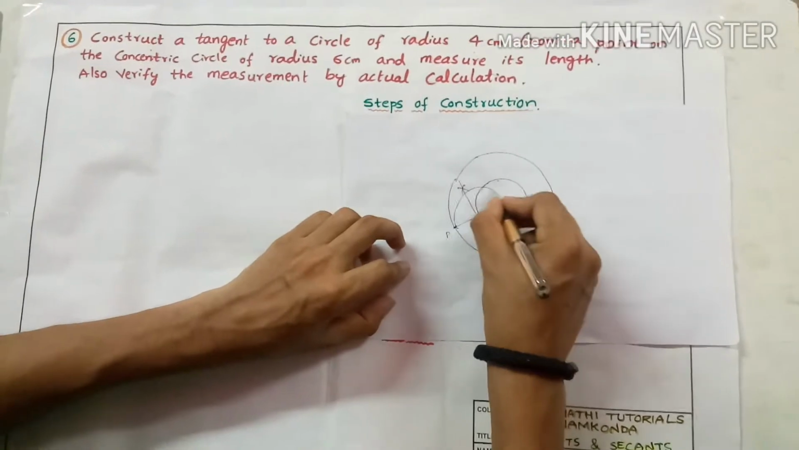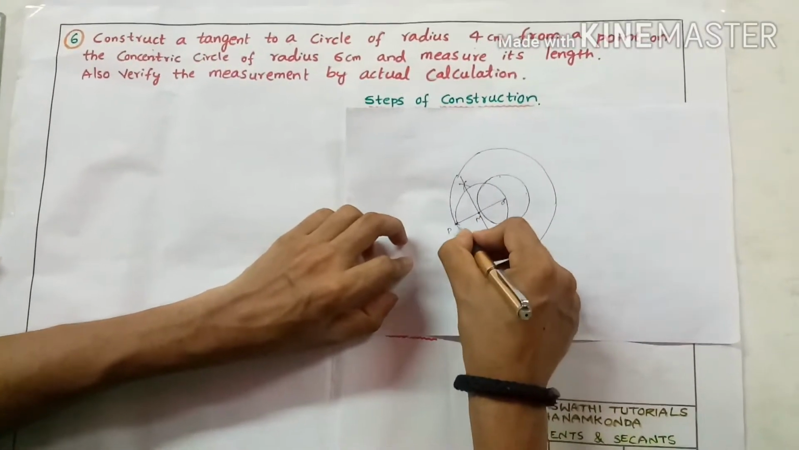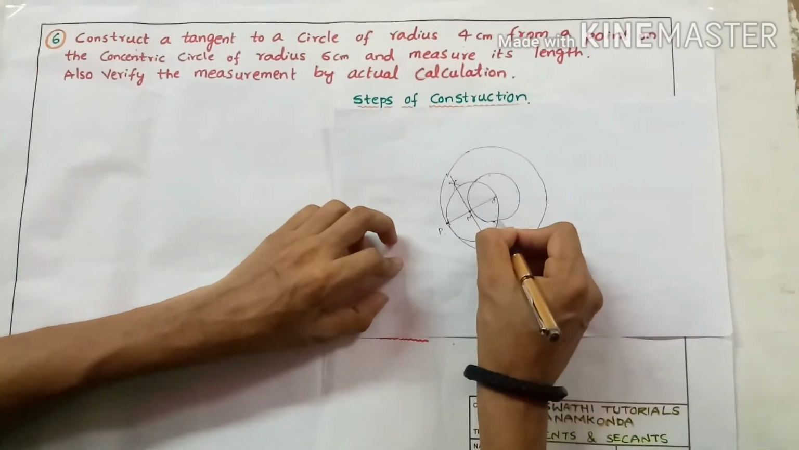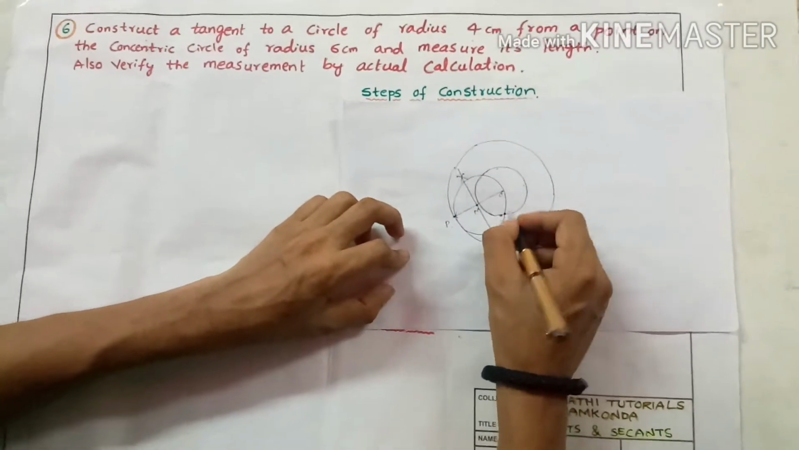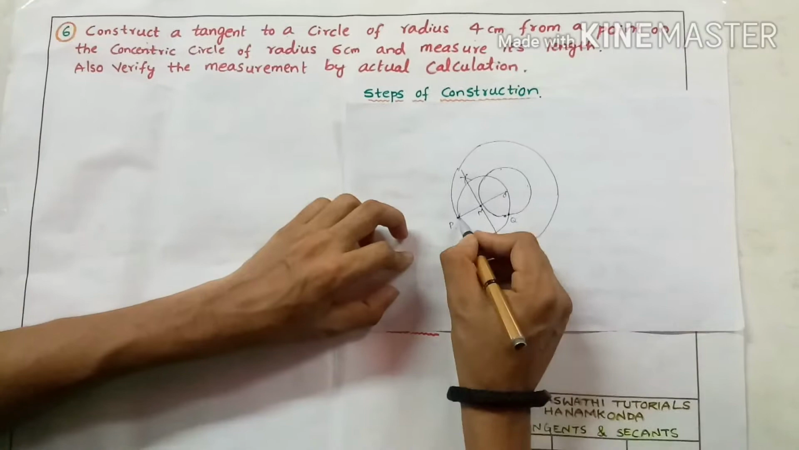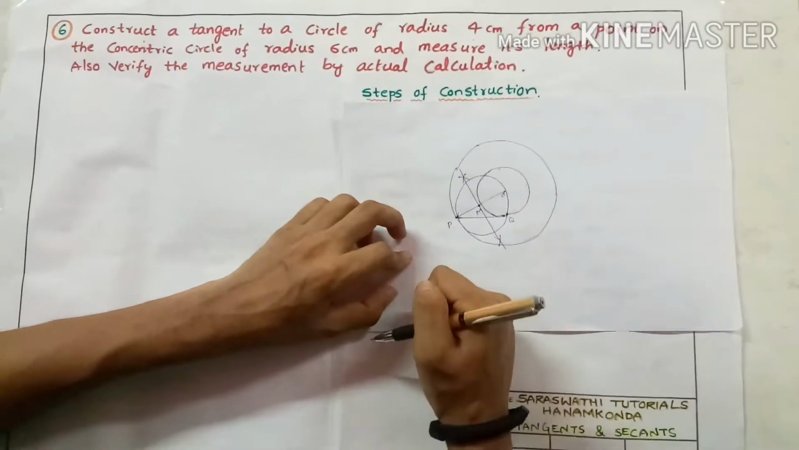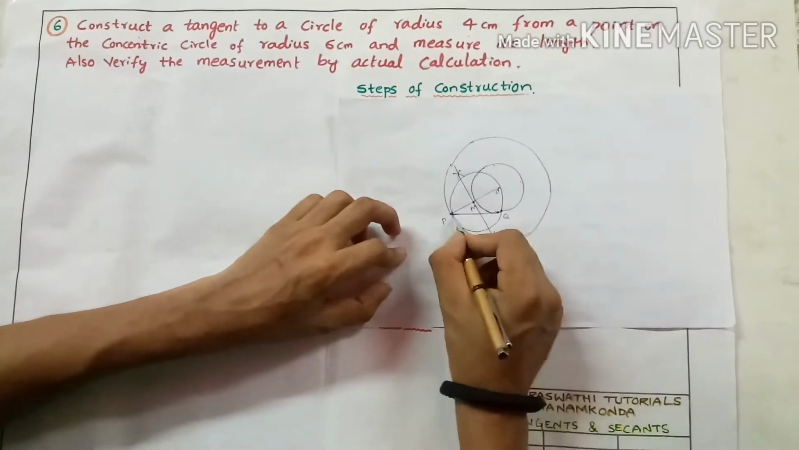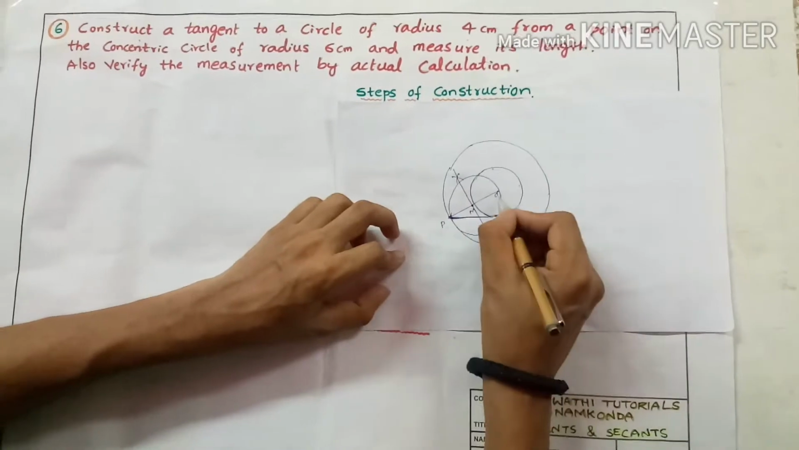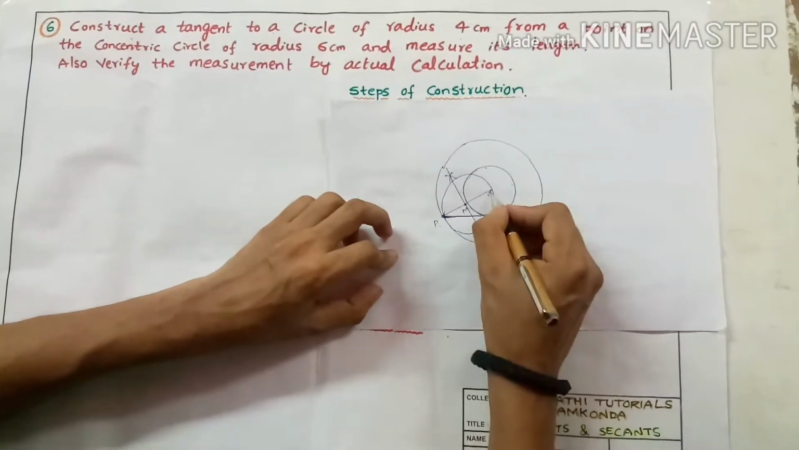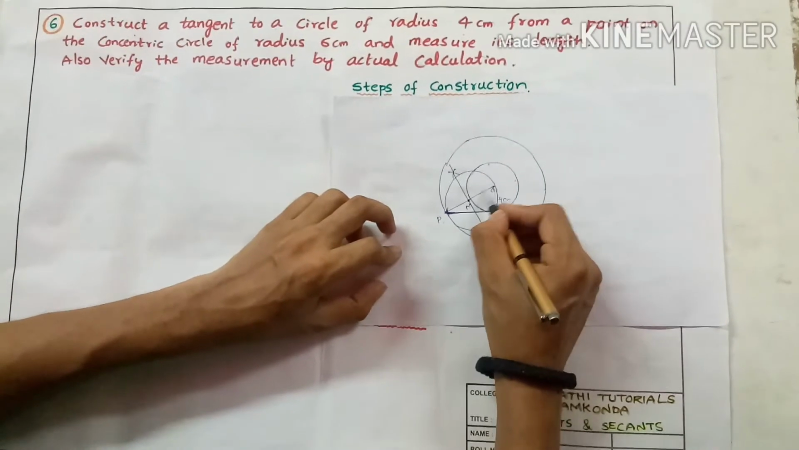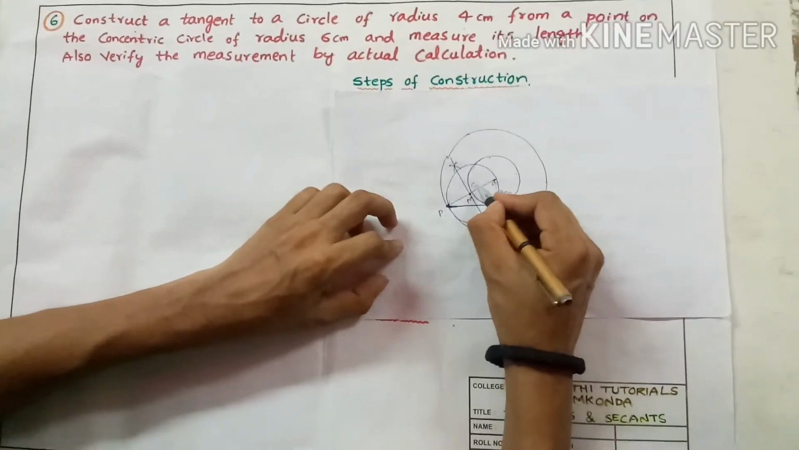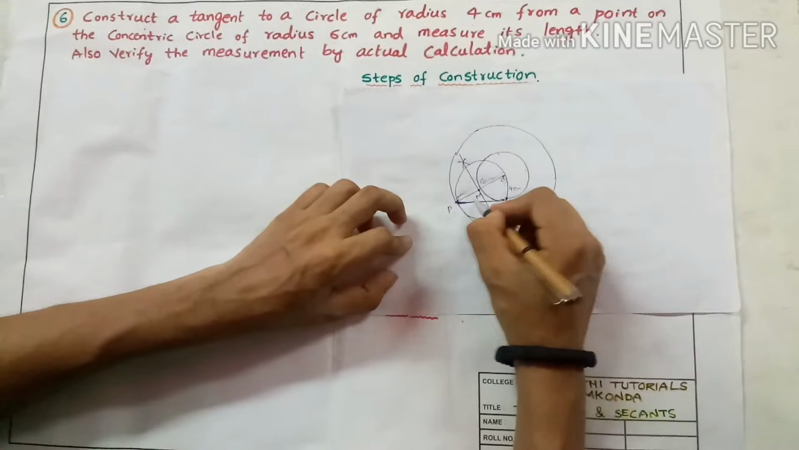Let this circle meet the smaller circle at point Q. Now join PQ. This is the required tangent. PQ is the required tangent. Now join OQ. From O to Q is 4 centimeters since it is the radius of the smaller circle, and from O to P is 6 centimeters since it is the radius of the larger circle.